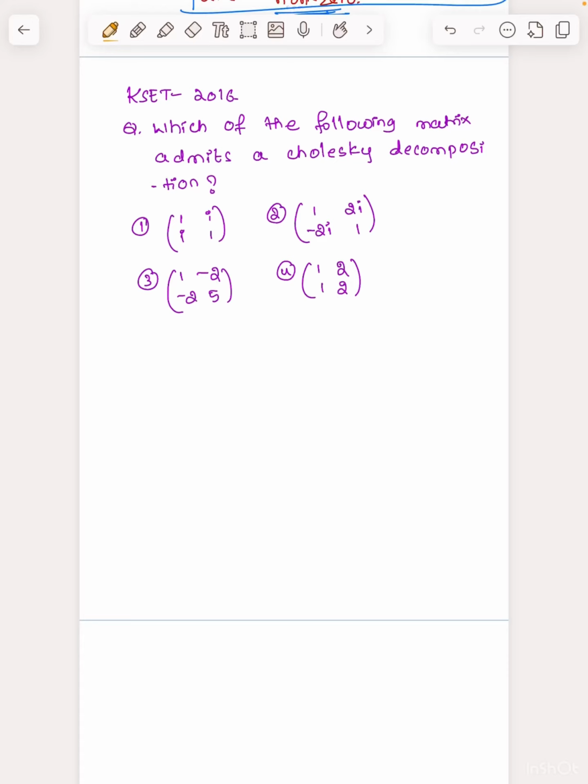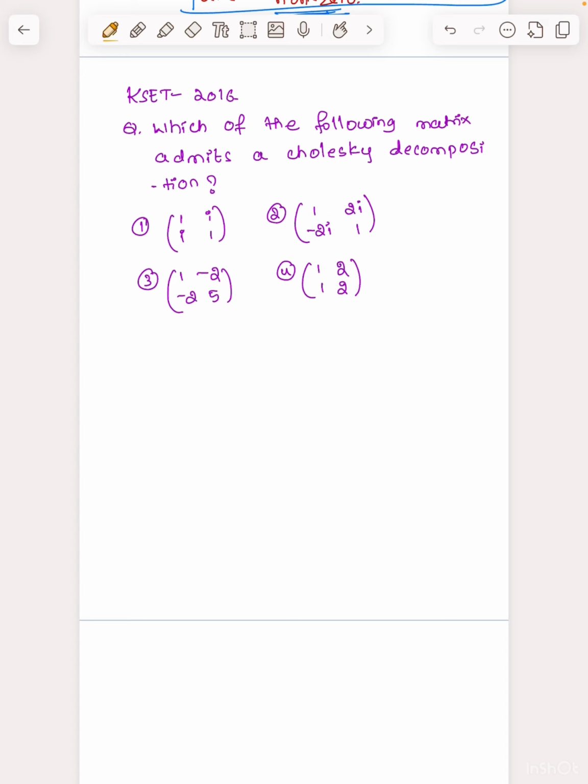This is a question of KSET 2016, which is based on the concept of Cholesky decomposition. The question says, which of the following matrices admits a Cholesky decomposition? Option 1 is a 2x2 matrix whose first row is 1, i and second row is i, 1. The second option is 1, 2i, minus 2i, 1, which is also a matrix of order 2. The third matrix is 1, minus 2, minus 2, 5, and the fourth matrix is 1, 2, 1, 2.